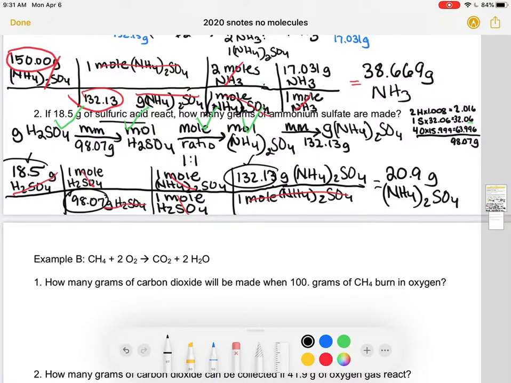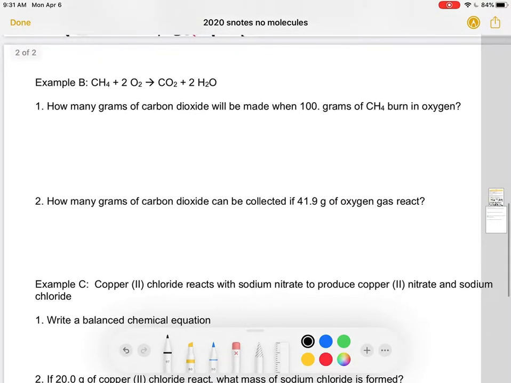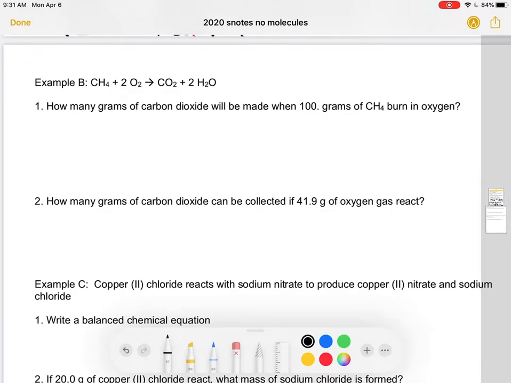Okay. Hopefully we're feeling a little bit more comfortable with mole calculations. Okay, we're going to do just a few more together. And then you're going to do some practice.